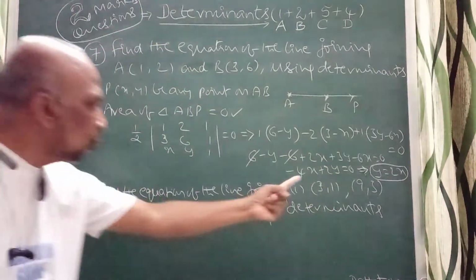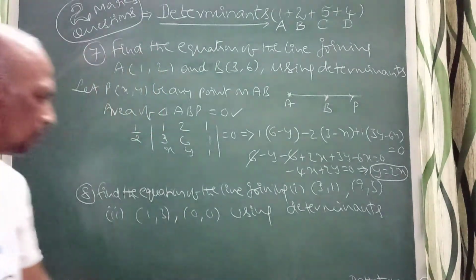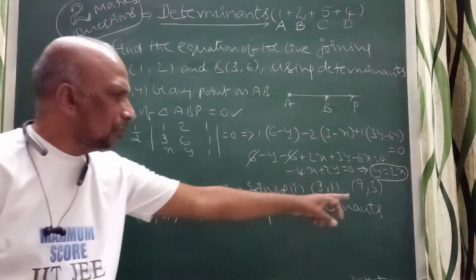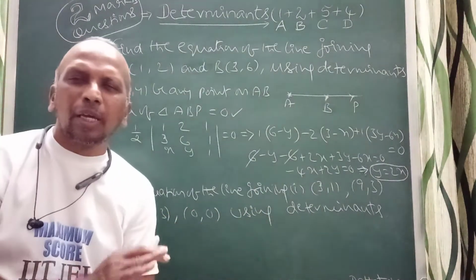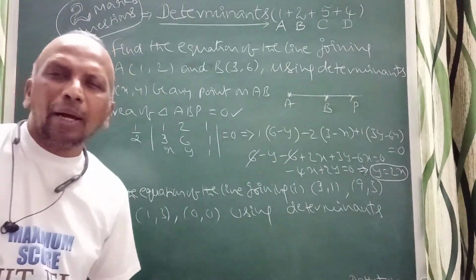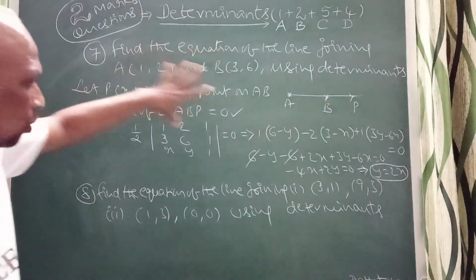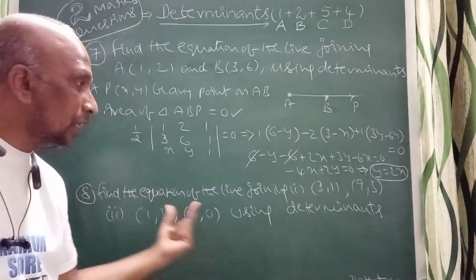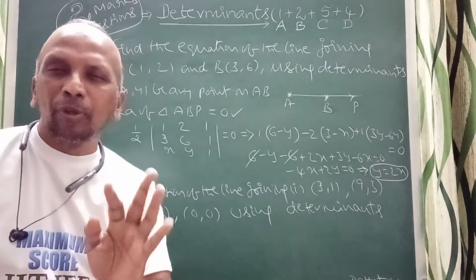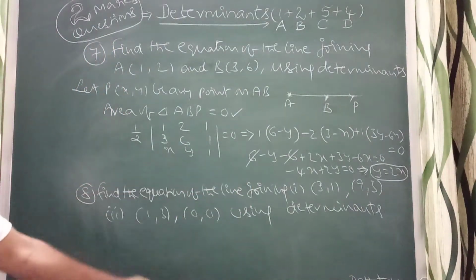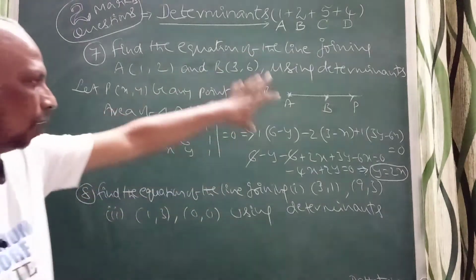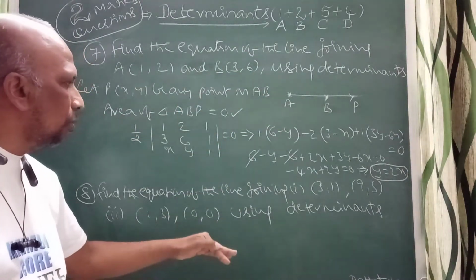Similarly, you solve these two problems. Here we have two problems. Find the equation of the line joining (3, 1) and (9, 3), and (1, 3) and (0, 0), using determinants. Follow the same method. Practice immediately after doing this. You will be thorough with this model, no doubt. Try to solve this immediately. Don't postpone it. After understanding this, try to solve these two problems.